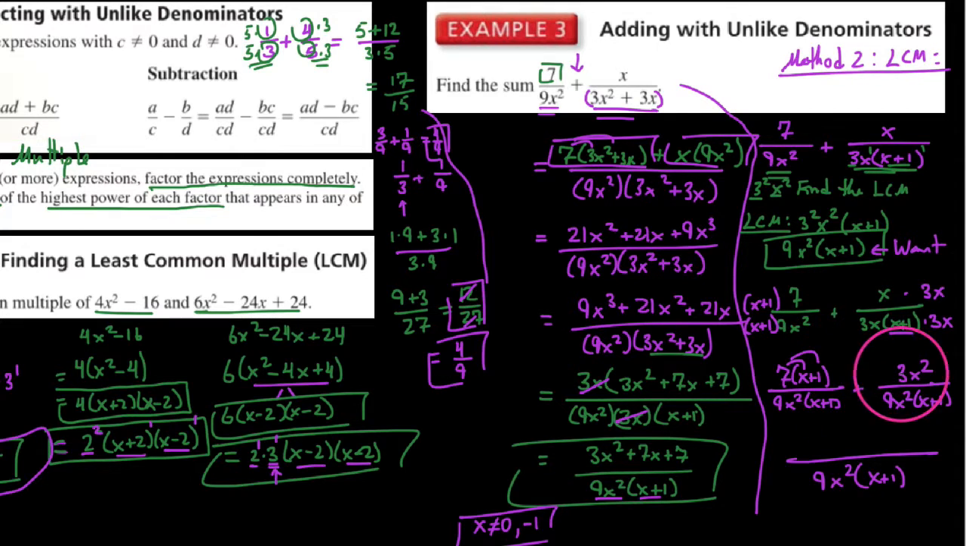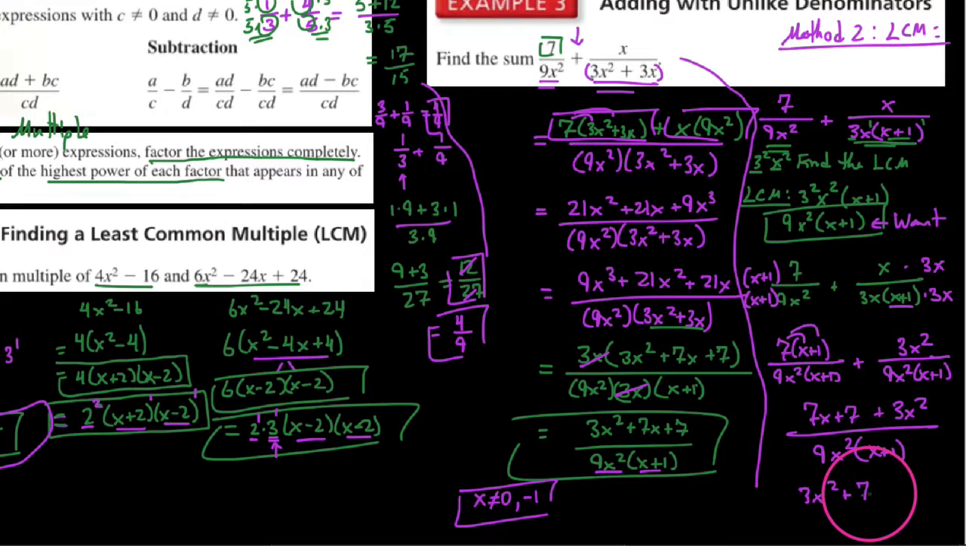And on top, if I'm writing this in standard form, I'll do that on the next line here: 7x plus 7 plus 3x squared. We end up with 3x squared plus 7x plus 7, and this is all over 9x squared times x plus 1. So what I want you to see is that both of these expressions here are the exact same expression.